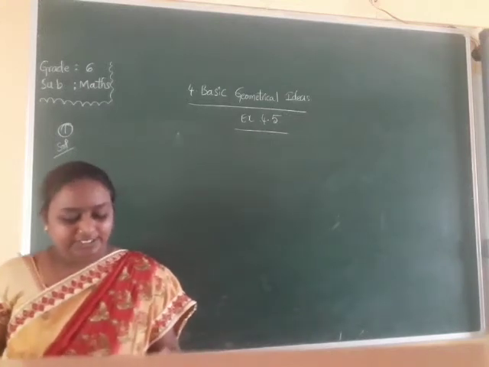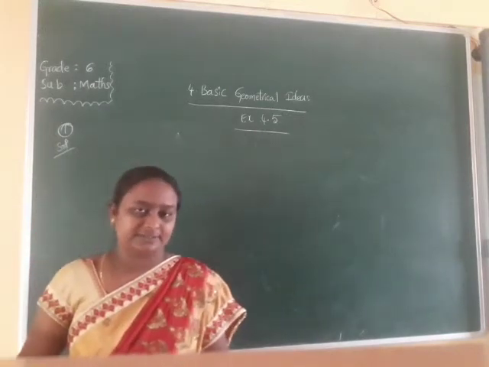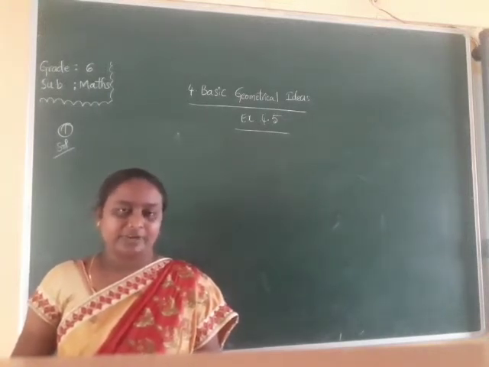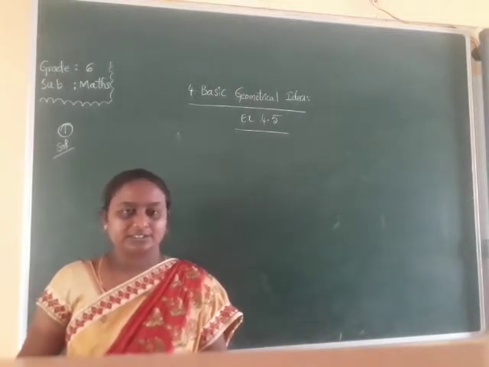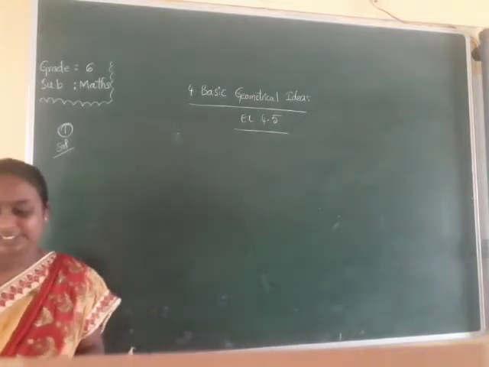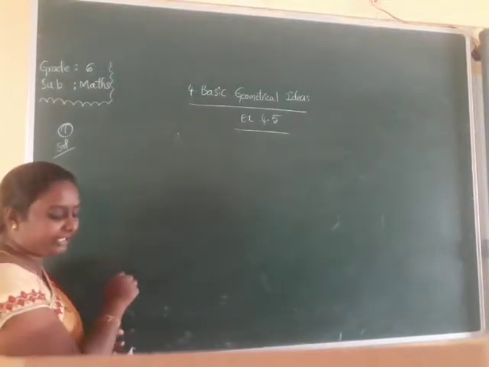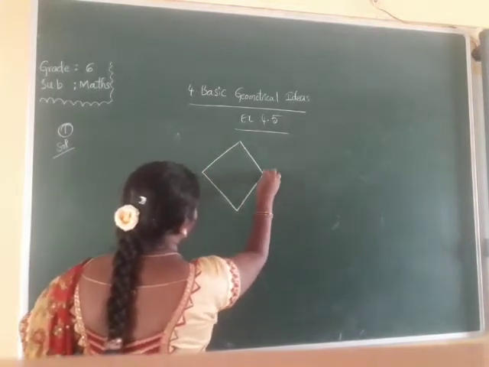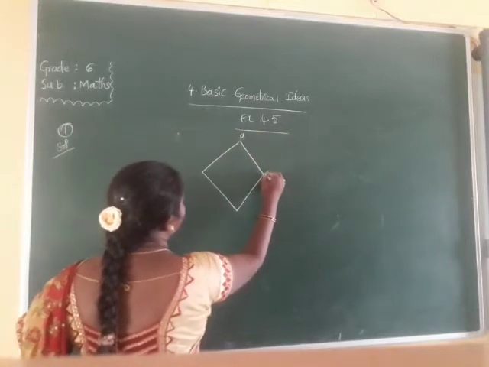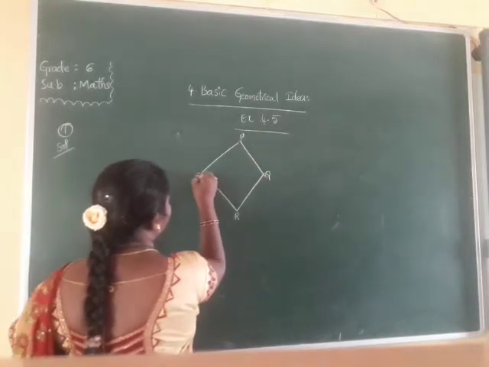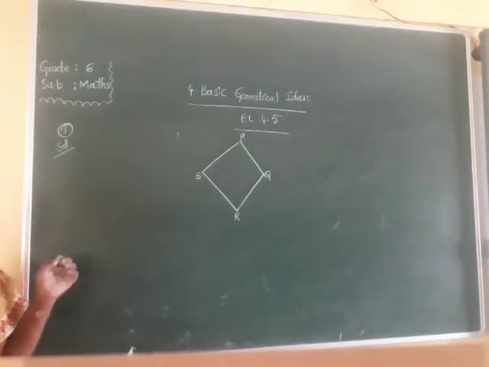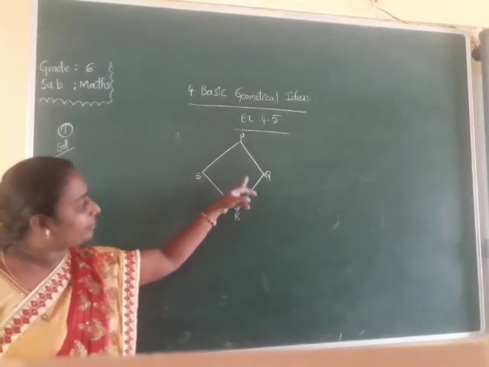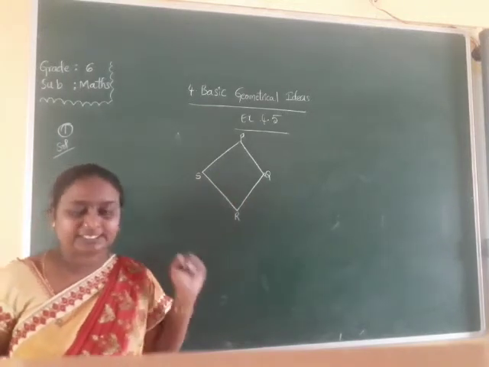Very good. Okay, next to draw its diagonals. We have to draw the diagonals, and after drawing the diagonals we have to give the names. Okay, so now we will solve that one. First of all, draw a quadrilateral PQRS. Okay, PQRS is a quadrilateral and draw its diagonals.